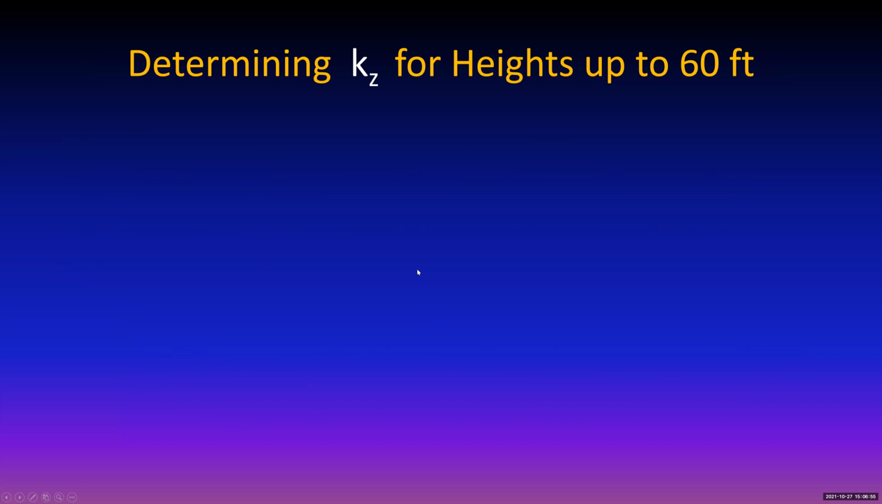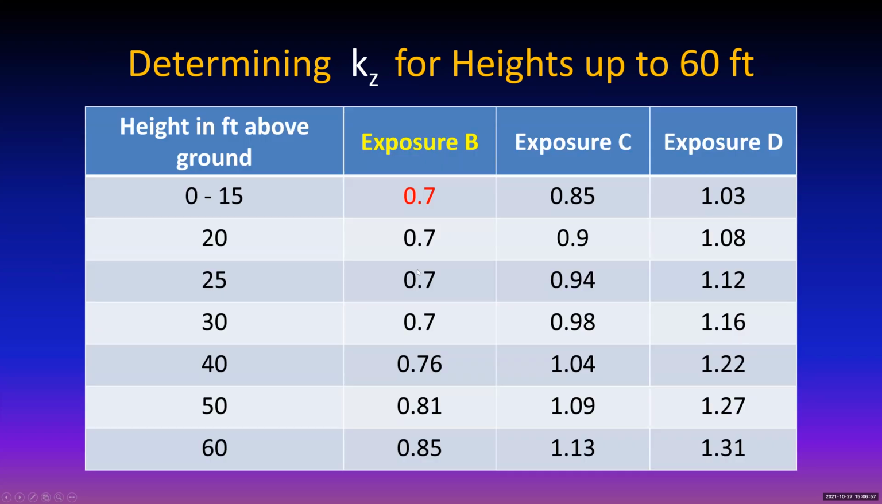So how do you determine KZ for heights up to 60 feet? You look it up on the table. If you are in exposure B, anywhere from 0 to 15 feet, in fact, anywhere up to 30 feet, your coefficient KZ is 0.7. But exposure C is a more open area, and the wind can whip up stronger in exposure C, so your coefficients are larger and your corresponding wind pressure is going to be higher.